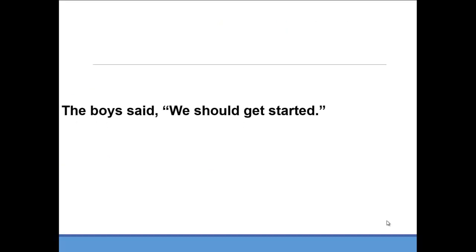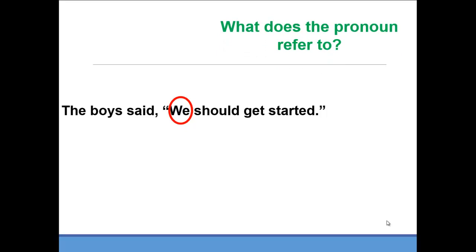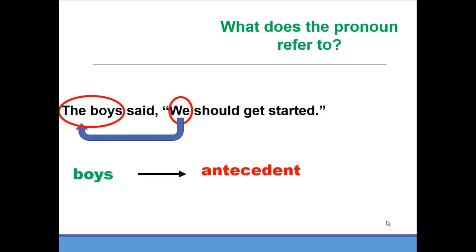The boy said we should get started. What pronoun do I have in the sentence? I have the pronoun we. What does it refer to? Who are we? They are the boys. Okay, they are speaking about themselves. So what do I call the noun boys? I call it the antecedent.